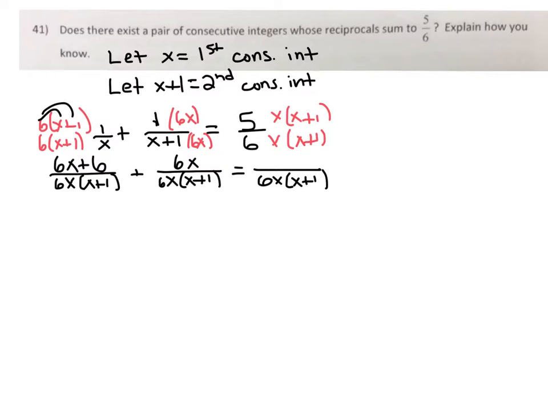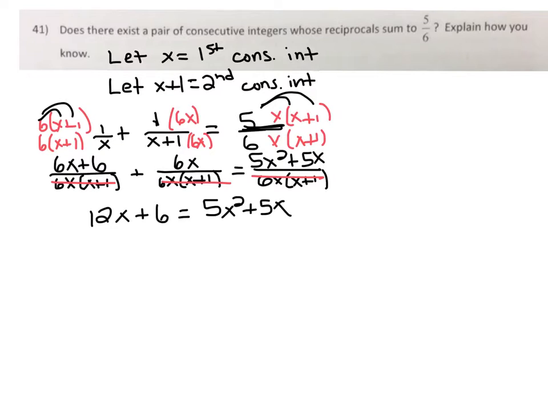Okay, well now that we have all the denominators the same, let's just cross them right off. Oh, I forgot the numerator over here. The numerator would be, well, 5 times x times x is 5x squared, and 5x times 1 would be positive 5x. Okay, so let's solve what we're left with. Here in the numerators, we can combine the 6x's to give us 12x. So we have 12x plus 6 equals 5x squared plus 5x.